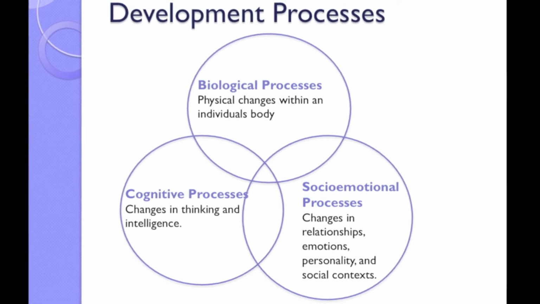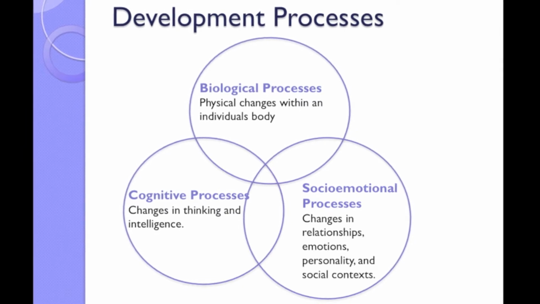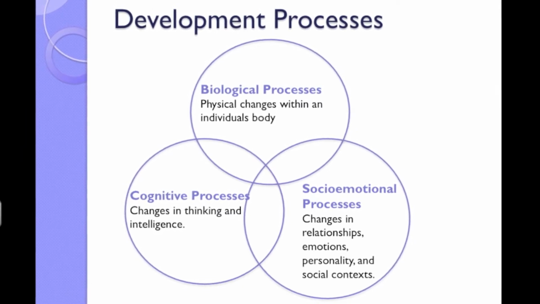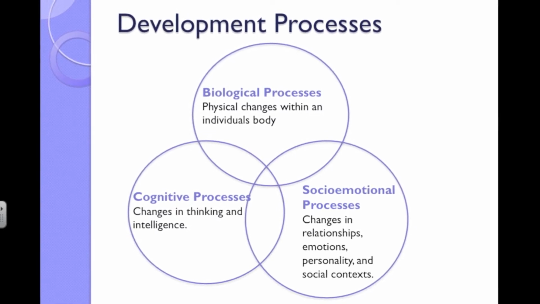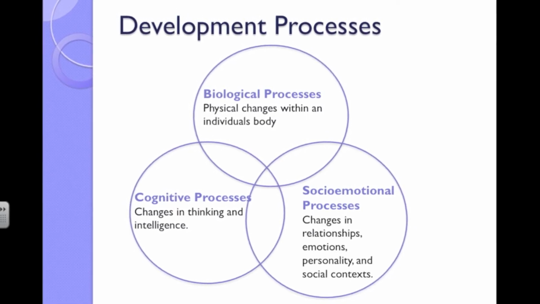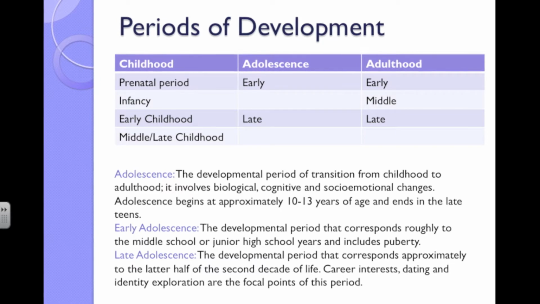Biological processes are those physical changes within an individual's body. Cognitive processes are defined as changes in thinking and intelligence. Socio-emotional processes include changes in relationships, emotions, personality, and social contexts. For the sake of ease, human development is often described in terms of periods.